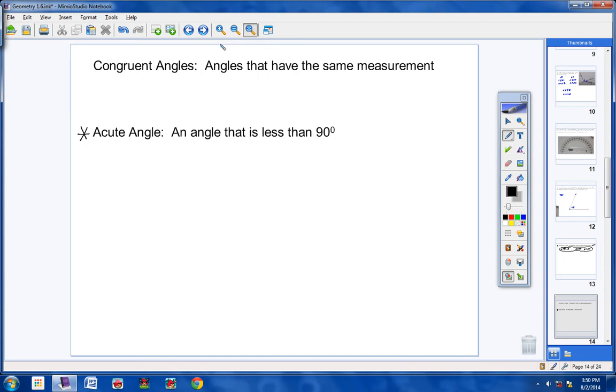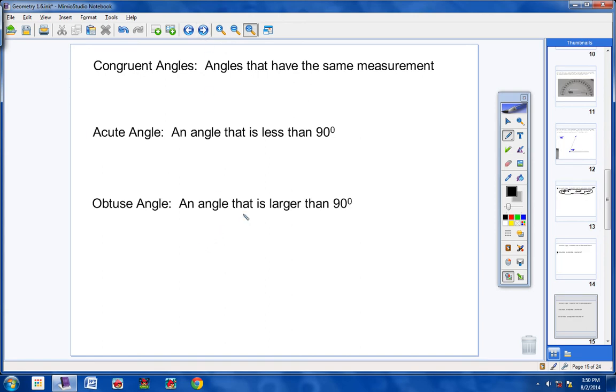That's pretty simple. What is an obtuse angle? An obtuse angle, well, it's an angle that is larger than 90. So any angle that is larger than 90 is an obtuse angle. You need to know all of these definitions for upcoming tests and quizzes, okay? Let's continue on.